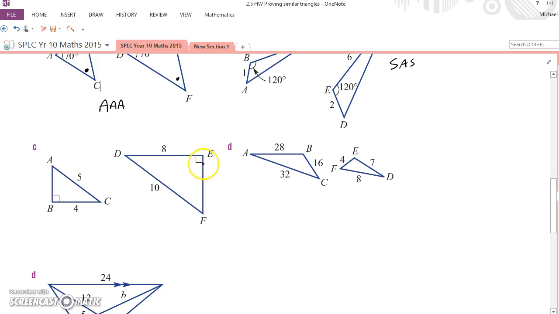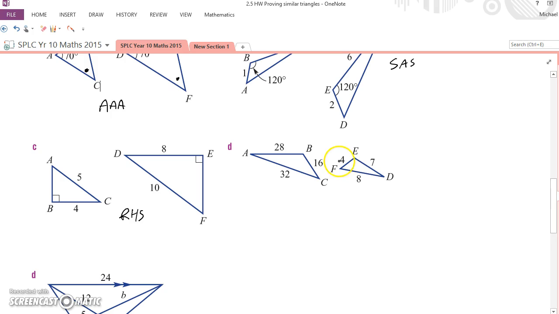Part C, clearly we've got a right angle, we've got a hypotenuse in proportion, it's been doubled, and the other side is in proportion. 4 went to 8. Notice that's the longer side from the right angle. Yep, that works. So that's the right angle, hypotenuse, and side rule.